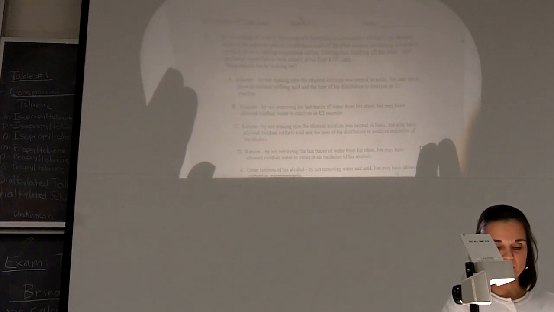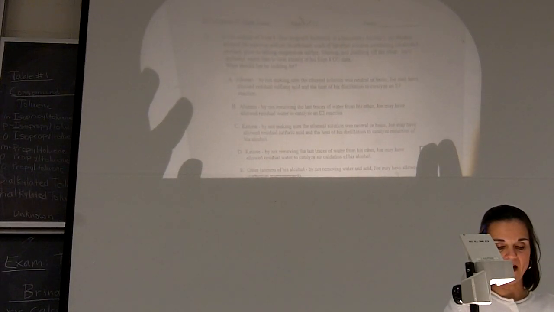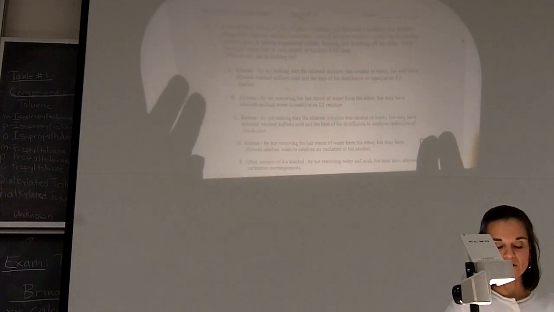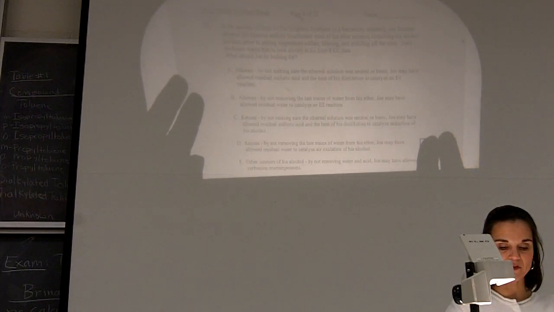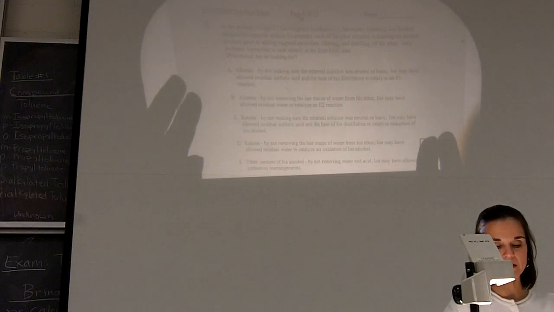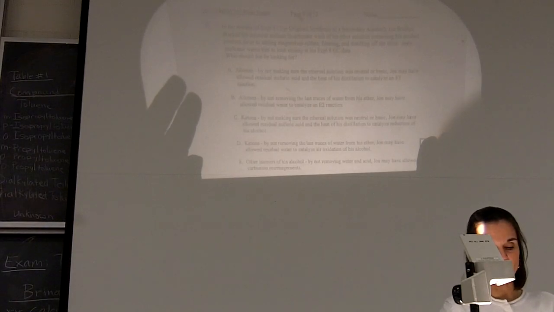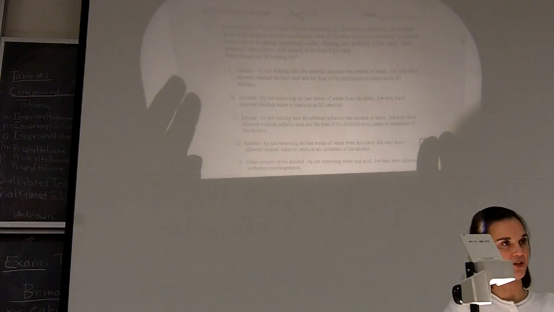In the workup of experiment 8, the Grignard synthesis of a secondary alcohol, Joe's student skipped the aqueous sodium bicarbonate wash of his ether solution containing his alcohol product, prior to adding magnesium sulfate, filtering, and distilling off the ether. Joe's professor warns him to look closely at his experiment 8 GC data. What should Joe be looking for? Alkenes. By not making sure the ethereal solution was neutral or basic, Joe may have allowed residual sulfuric acid and the heat of his distillation to catalyze an E1 reaction.